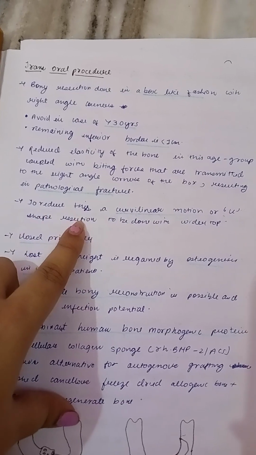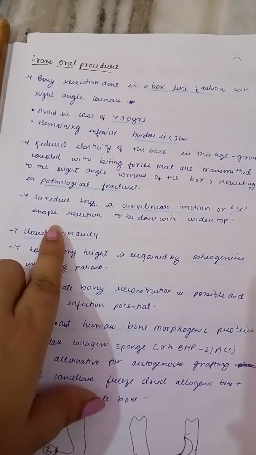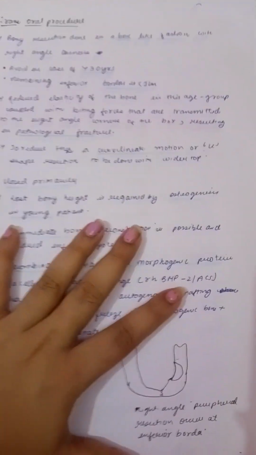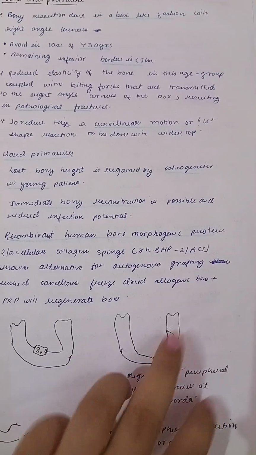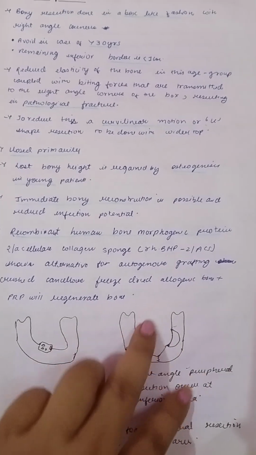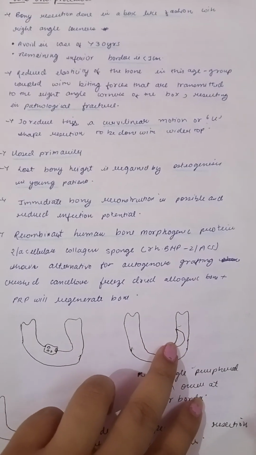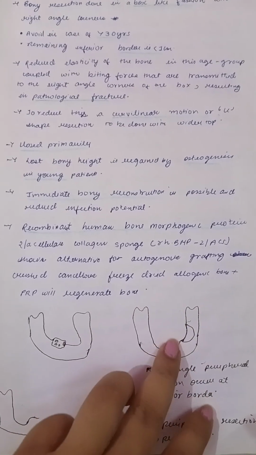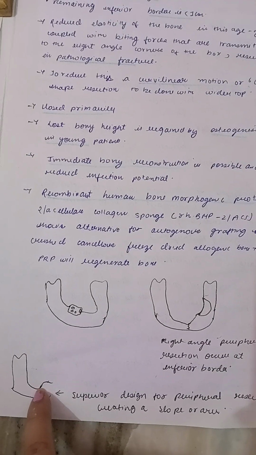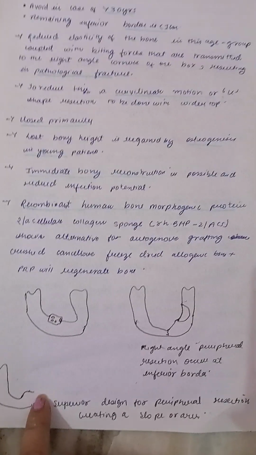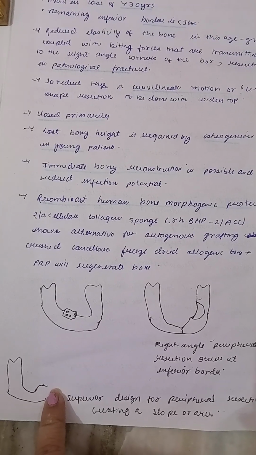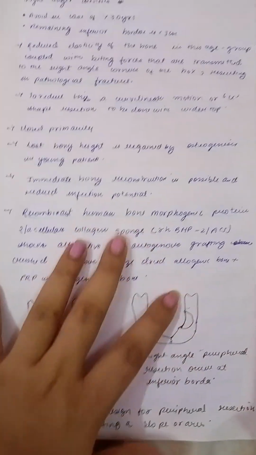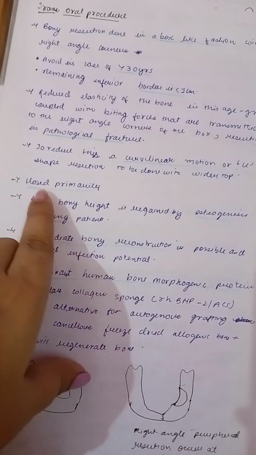To reduce this, a curvilinear or U-shaped resection is to be done with a wider top. To reduce this pathological fracture, rather than a box-shaped incision with right angle corners, we give a curvilinear or U-shaped incision, which appears as a superior design like this. It creates a slope or an arch. Okay, this is all for peripheral resection.